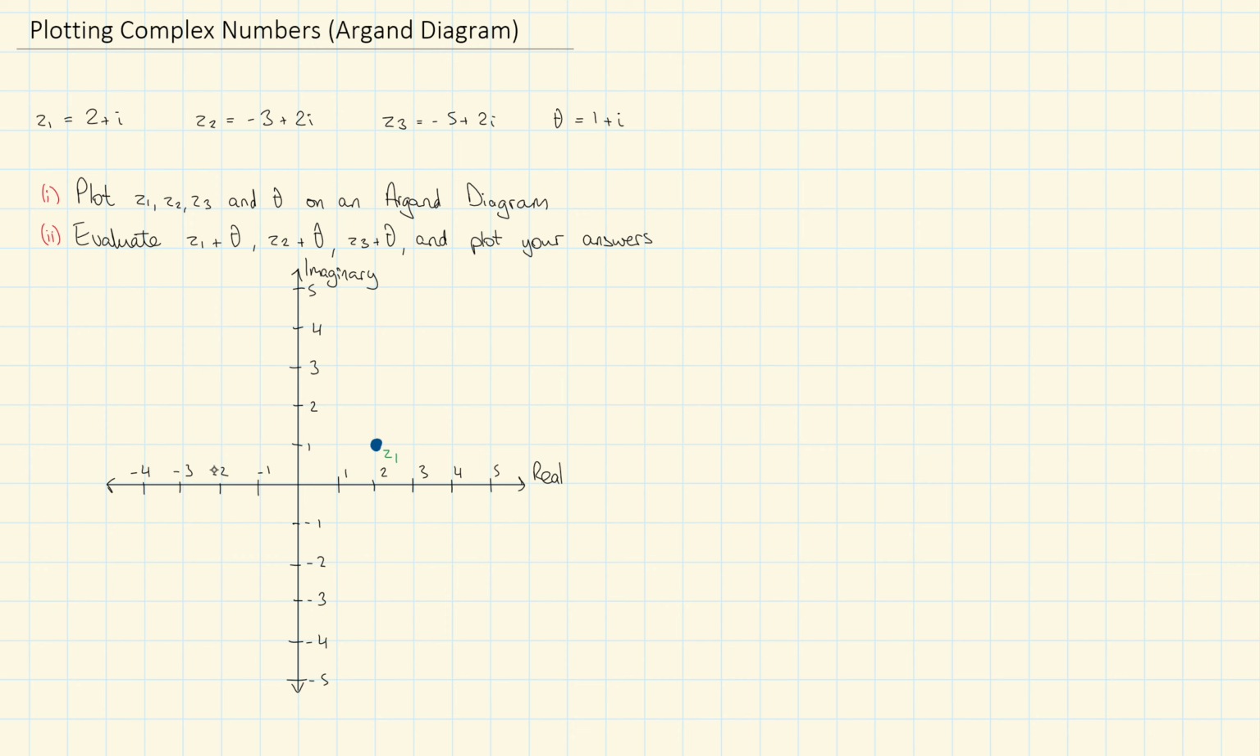For z2 we get -3 plus 2i, sit here. Z3 is -3, sorry, Z3 is -5, which will sit here, -5 plus 2i. And they tell us about theta, which is 1 plus i. So that will sit there.